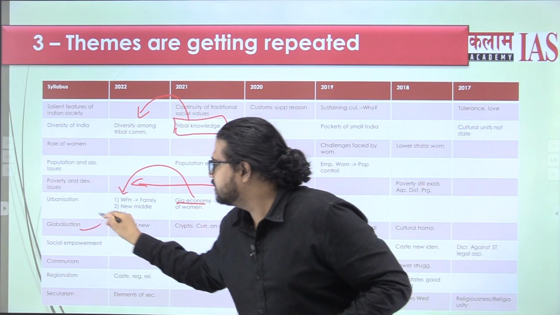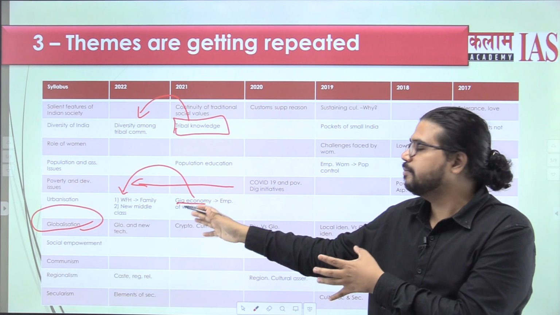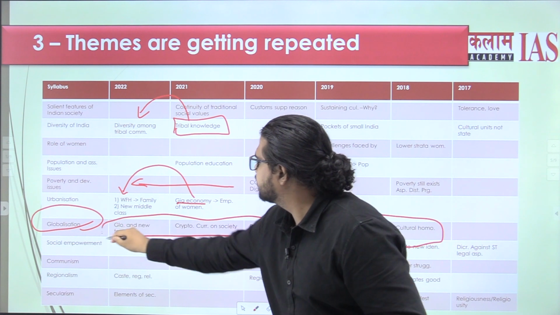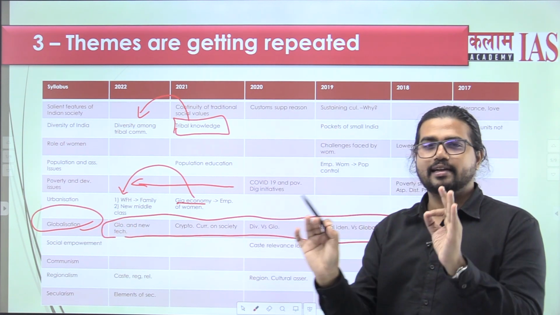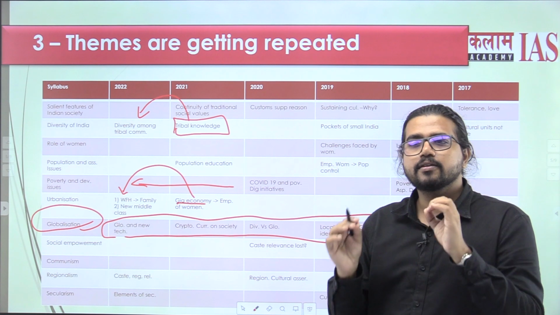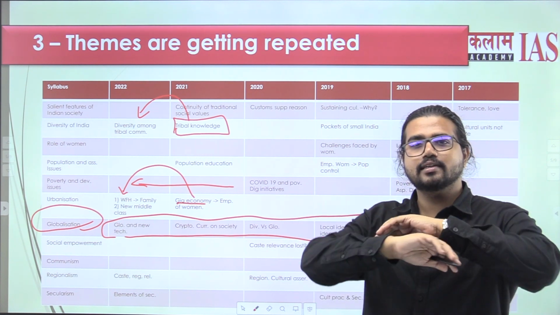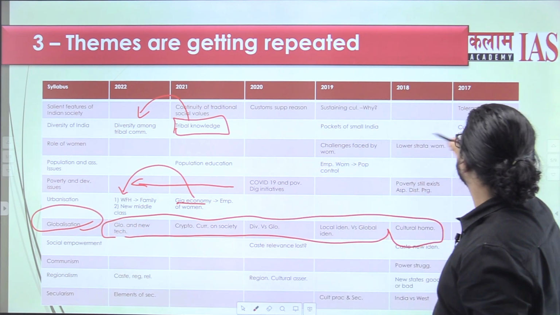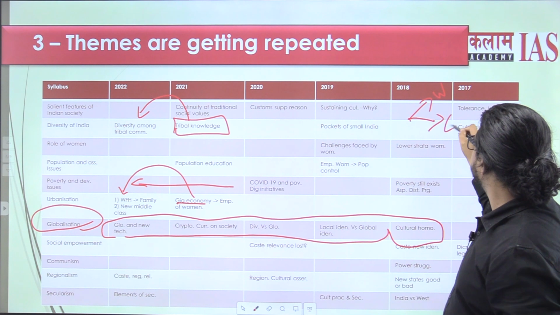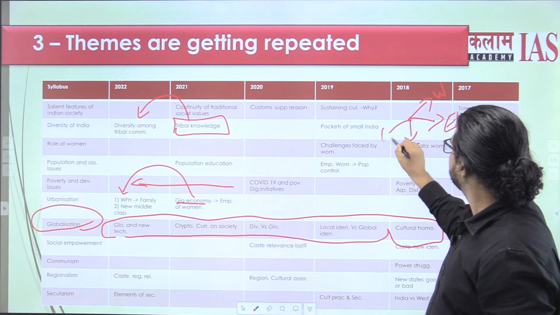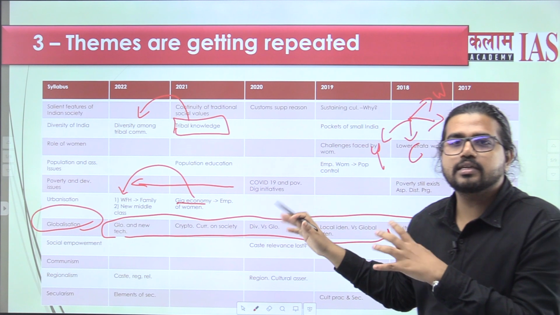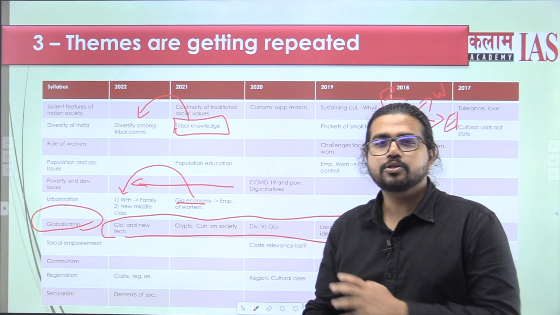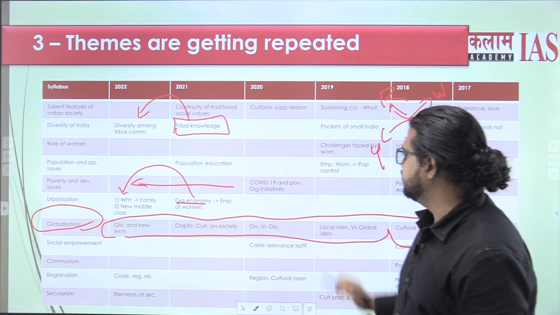Now if you take globalization, this is one of the most important elements in Indian society. Continuously for the last 4 years, 5 years, questions have been asked from this. So if you are a student preparing, you should not just study globalization, you should explore it on all ambits. Every stakeholder in society, like women, elderly, children, youth, religion, how globalization is impacting each. You should have a completely clear understanding of this.